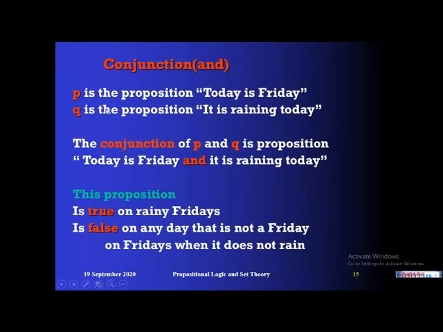For example, P is today is Friday, and Q is the proposition that it is raining today. Now let us write in English. It says today is Friday and it is raining today. Now this proposition is true on rainy Fridays. That means if the day is Friday and at the same time there is rain.